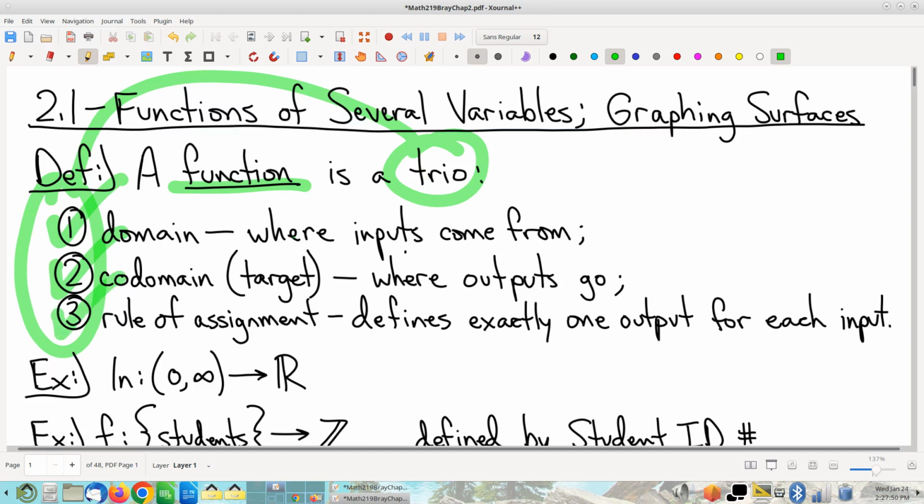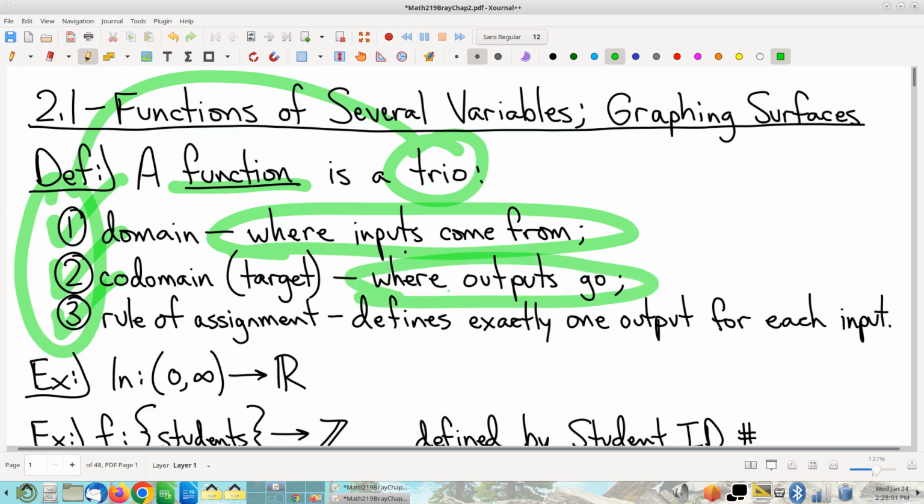So the domain is where the inputs into the function come from. You might think of it as the input space. The target is where the outputs from the function go to. You might think of it as the output space. And then the rule of assignment is what a lot of people think of as the formula. And I just want to point out that, okay, yeah, but it doesn't have to be a formula. Any rule that unambiguously gives you a single output in the target for any given input in the domain is a rule of assignment. It doesn't have to be a formula.